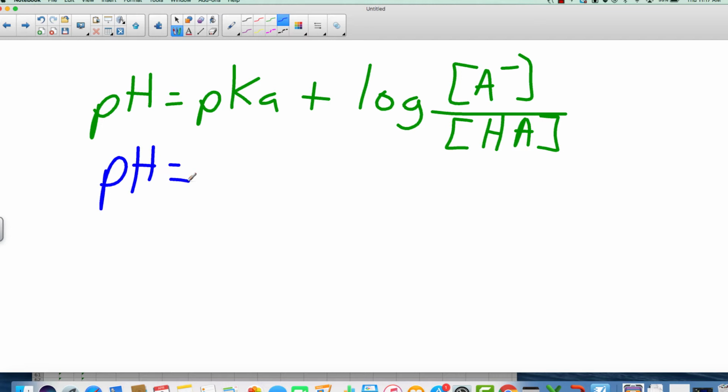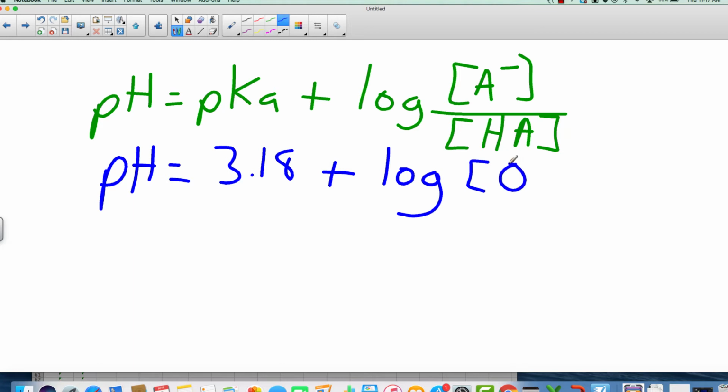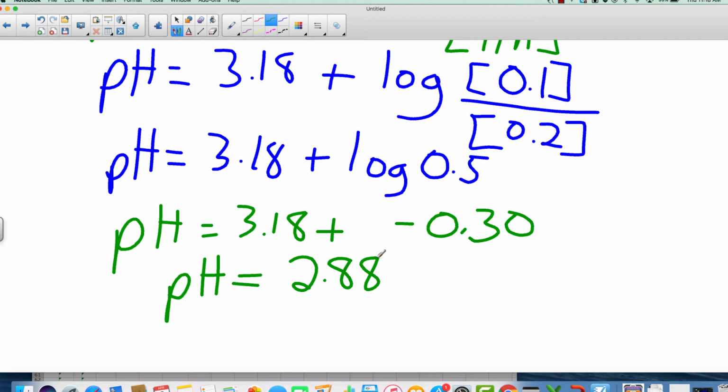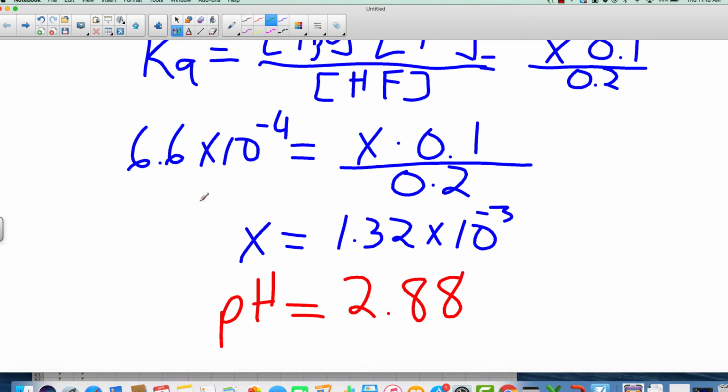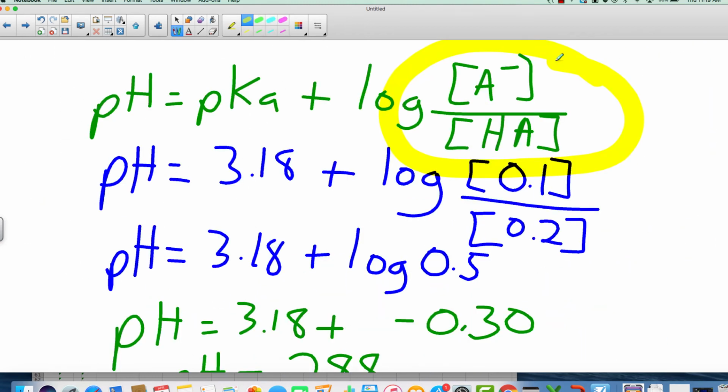The negative log of 6.6 times 10 to the negative fourth is 3.18 plus the log of the conjugate base, which if you remember was 0.1 molar, that was given to you in the problem, over the amount of acid, which started out at 0.2. When I solve the problem using Henderson-Hasselbalch, I get 2.88. When I solve the problem using an ice table, I got 2.88. It works the same.